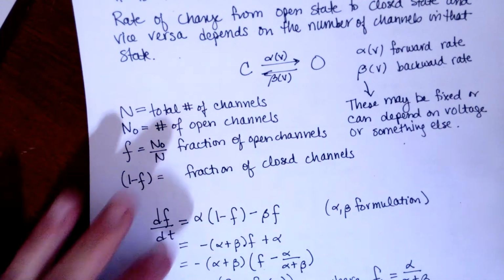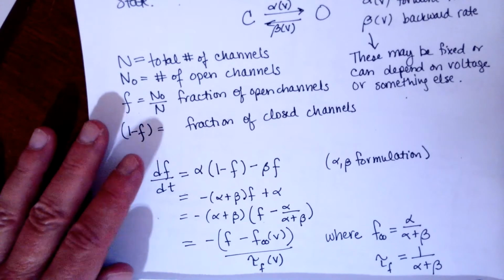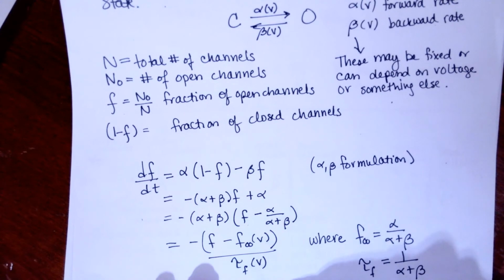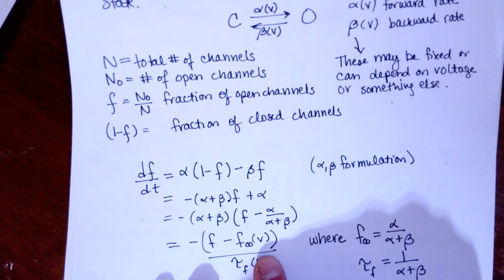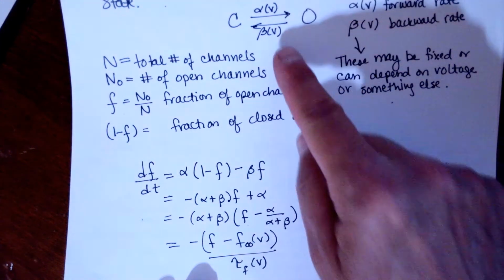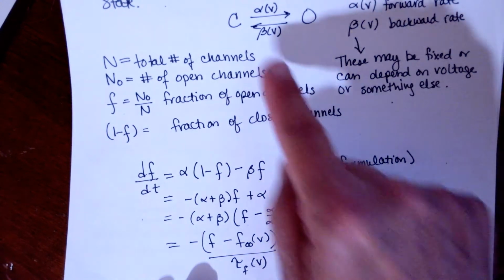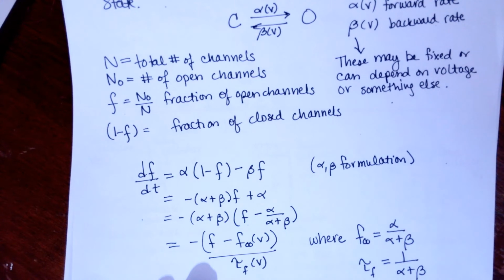All right, so this formulation should look familiar, right? This is what I was just showing you a minute ago. We have something that looks like minus 1 over tau times F minus some quantity. So F is going to approach F infinity. Tau sub F is going to tell me how fast that happens. And this F infinity, if alpha and beta are constant, then F infinity would be a constant. Tau F would be a constant. But since I'm thinking of them as depending on the voltage, then these will also be functions of the voltage.